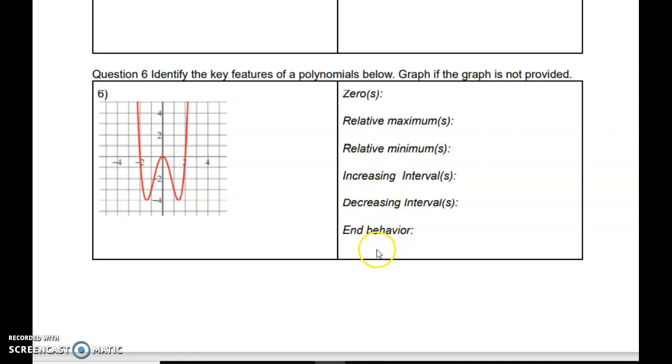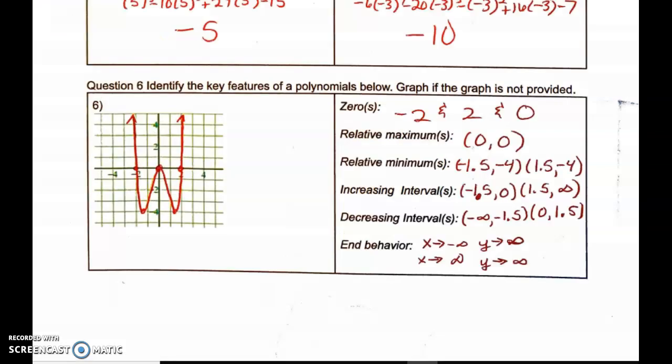And then lastly, end behavior. What are the arrows? I know you don't see any on this graph, but if we were graphing, we'd put arrows on there. What are those arrows doing as they go left and right? So pause the video again, give number 6 a try, and then when you press play, the answer will be revealed. All right, so let's look at these key features.